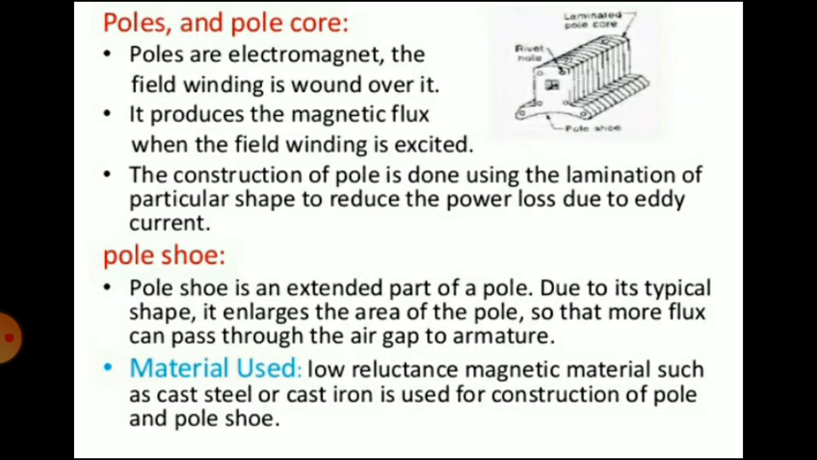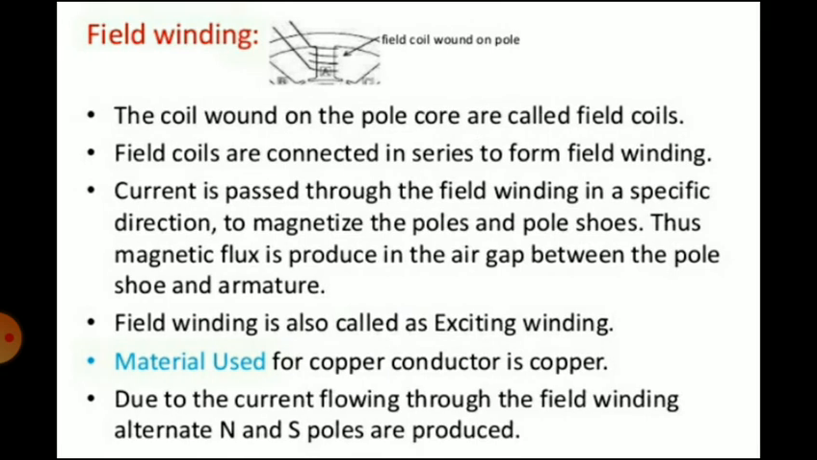The next part is the pole shoe. The pole shoe is an extended part of the pole. Due to its typical shape, it enlarges the area of the pole so that more flux can pass through the air gap to the armature. A low reluctance magnetic material such as cast steel or cast iron is used for the construction of the pole and the pole shoe. Then the field winding.